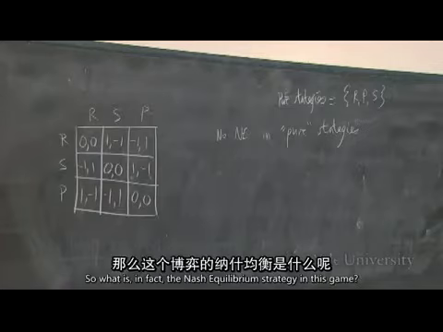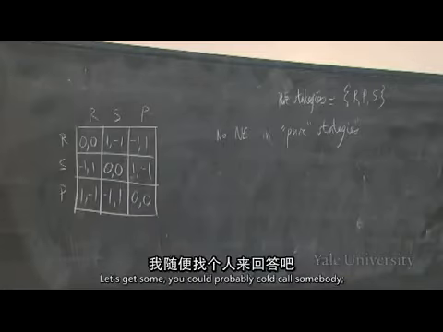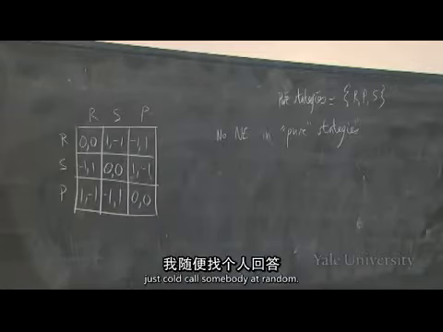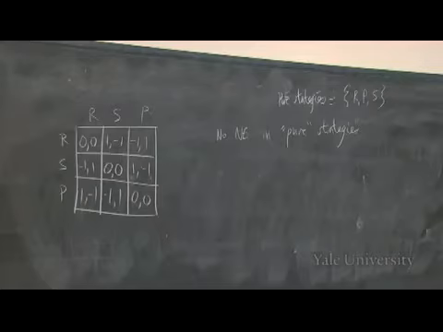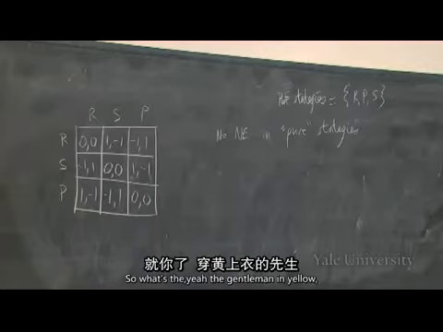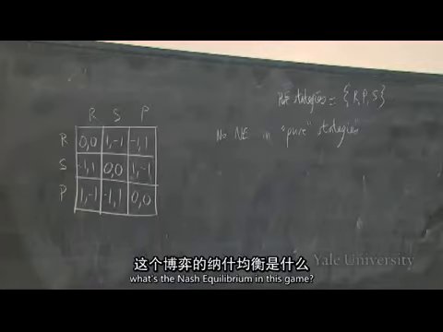So what is, in fact, the Nash equilibrium strategy in this game? We can probably cold call somebody. Rahul, do you want to cold call somebody at random? Yeah, just cold call somebody. I'm sure they all know it. So the gentleman in yellow, what's the Nash equilibrium in this game?